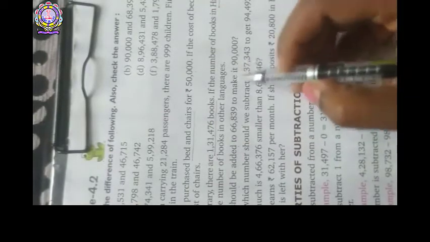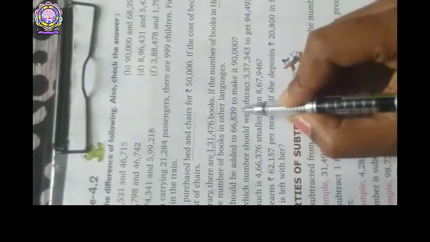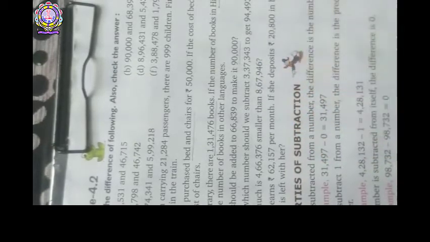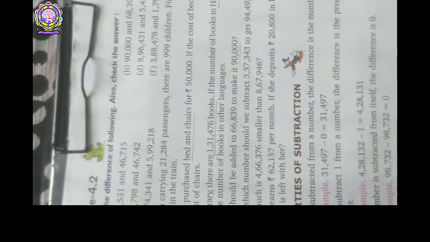If we subtract 66,839 from 90,000, we will get to know what will be added to 66,839. Okay, students. 90,000 minus 66,839.